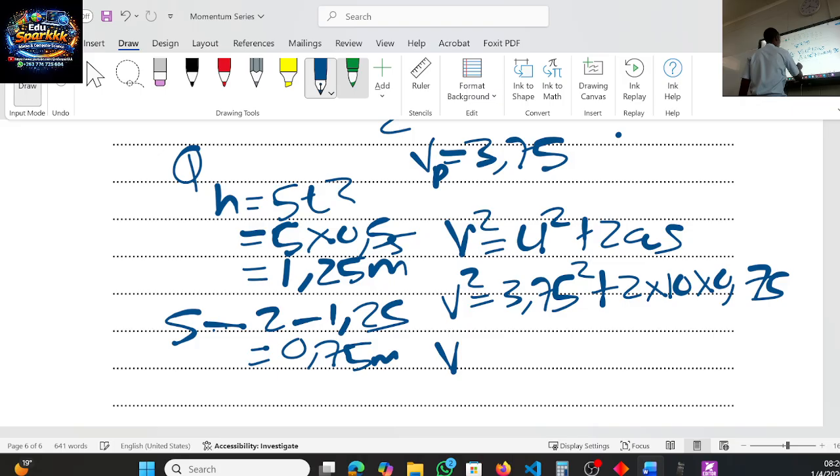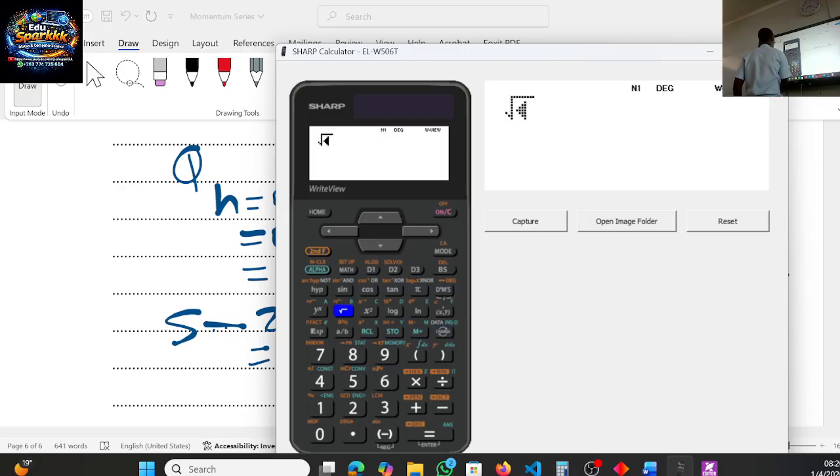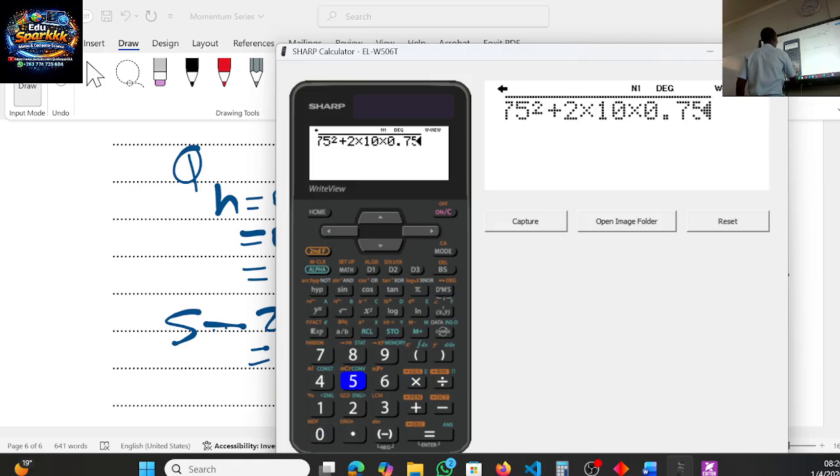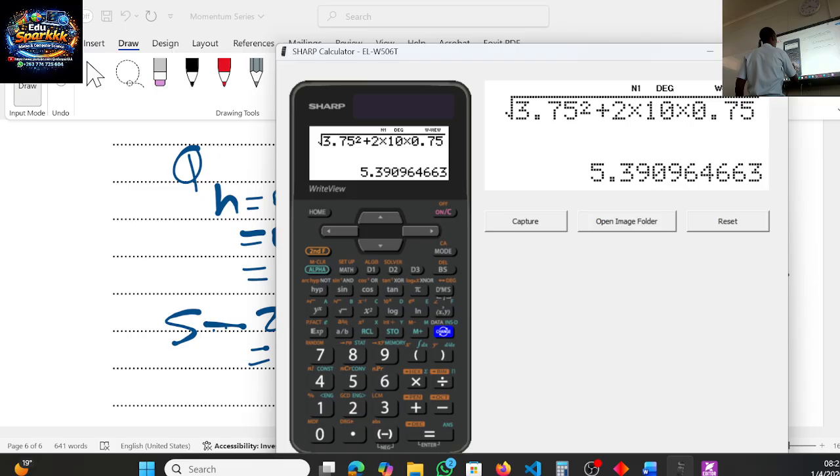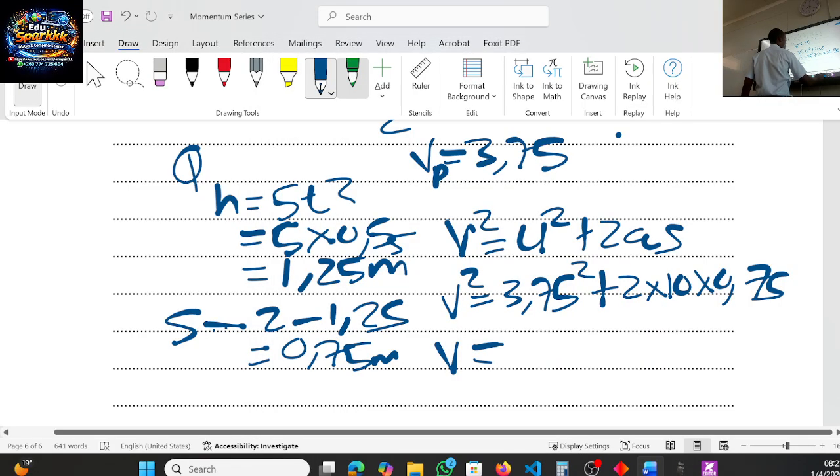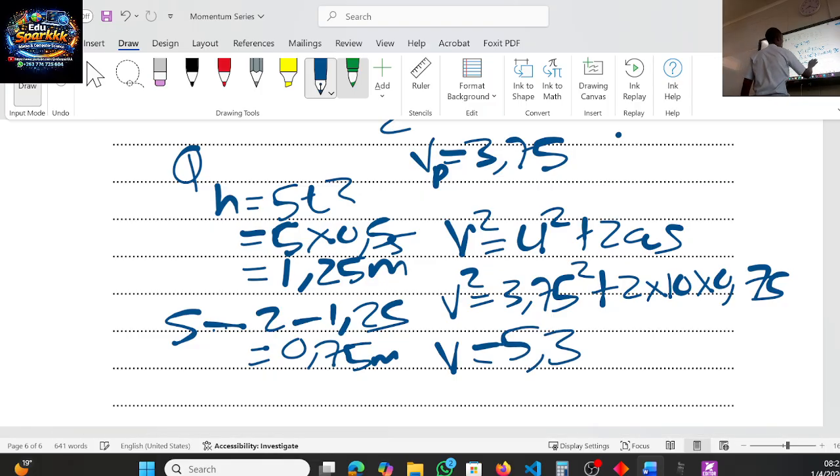So when I bring my calculator, V is the root of 3.75 squared plus 2as, 2 multiplied by 10 multiplied by 0.75. Let me check what I get. If I make it a decimal, it gives me 5.39 or 5.4. So the speed will be 5.39 meters per second.